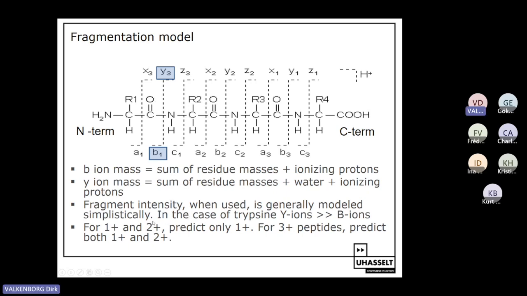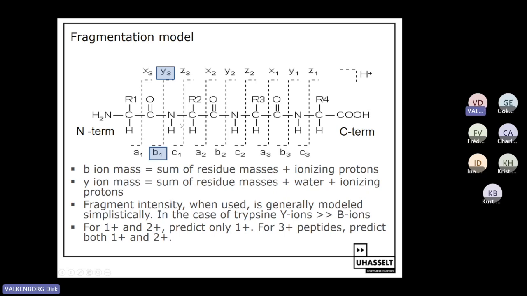And obviously, we don't know which parts will be charged. So when we have singly or doubly charged peptides, we will usually compute 1+ fragment ions. From the moment that we have triply charged peptides, we will also start to predict doubly charged fragment ions. So increasing the number of B and Y ions, and also increasing the possibility of false chance findings.